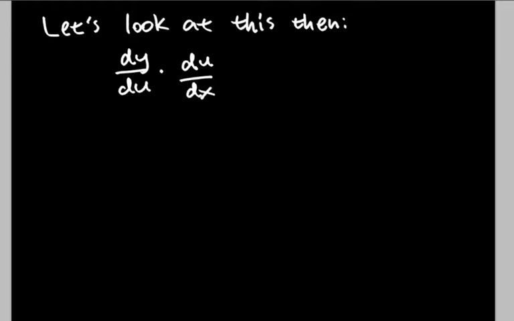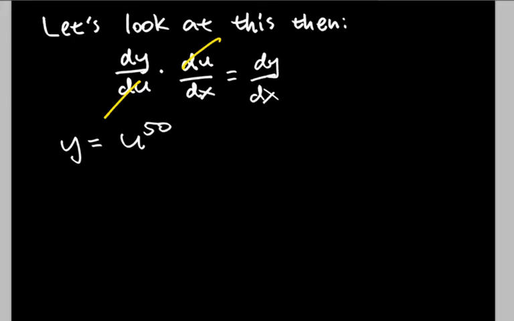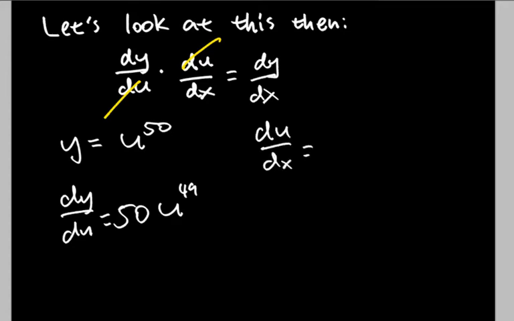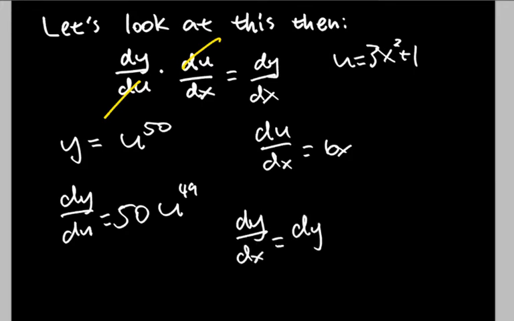So if we do this, like multiplying fractions, the dus will actually divide out, and then what you have left is dy dx. So our function is y equals u to the 50th power. If we did dy du, that's 50 times u to the power of 49. And if we did du dx, remember, u equals 3x squared plus 1, we get 6x. Doing that, we easily see that dy dx equals 50 times u to the 49 times 6x.